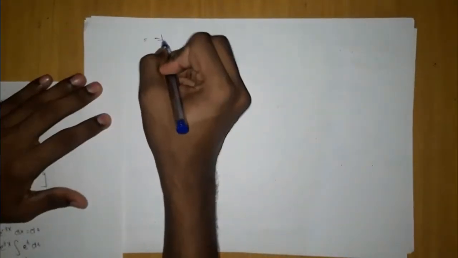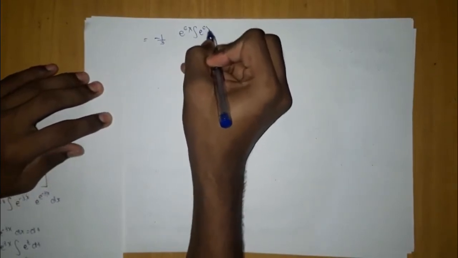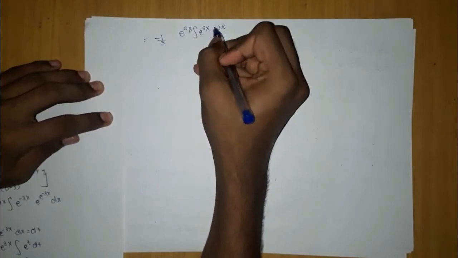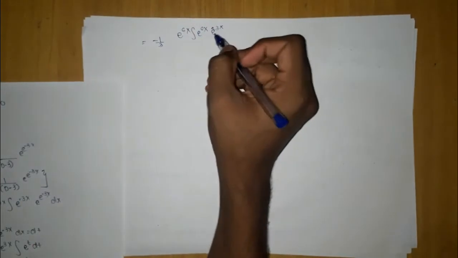Now let's solve this. Minus 1 by 3 will be outside only. Here it will be e to the power 6x integral e to the power 6x into e to the power 3x. Right? Here we are having e to the power.